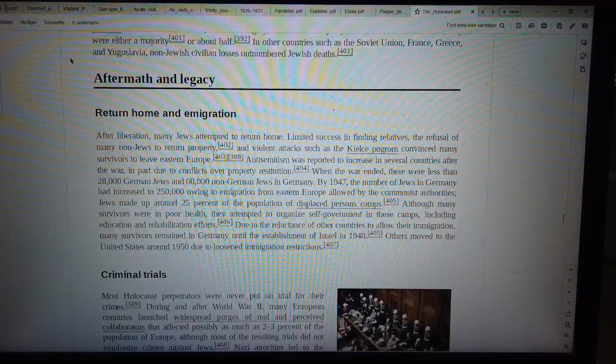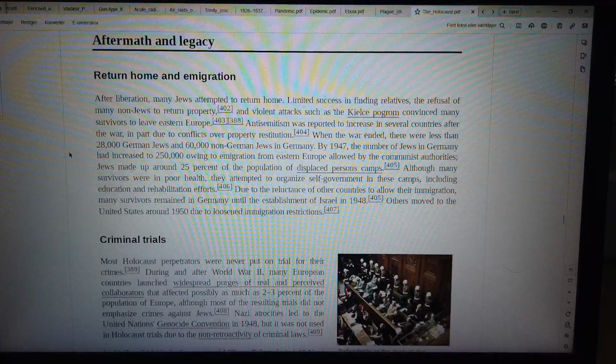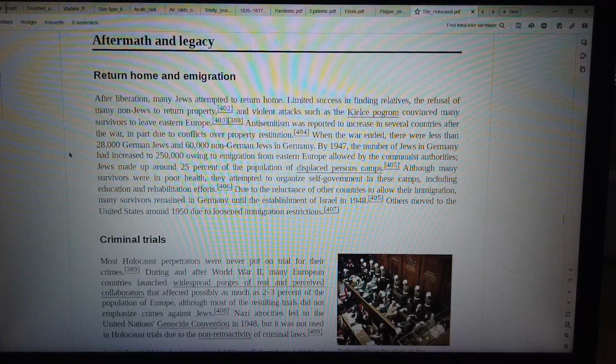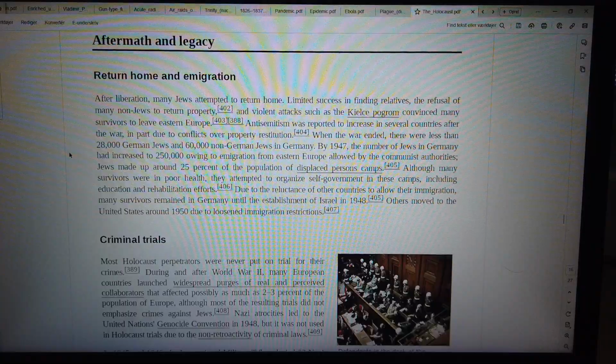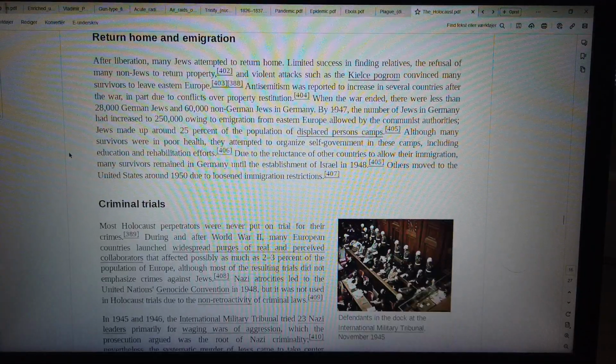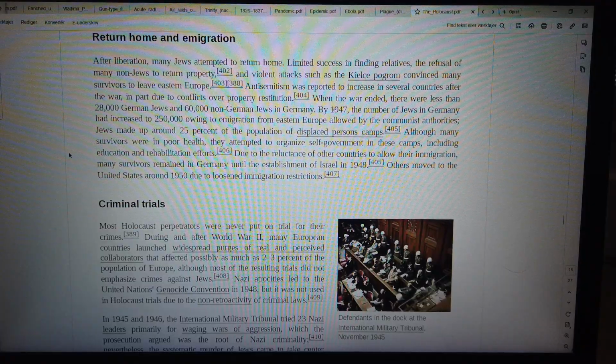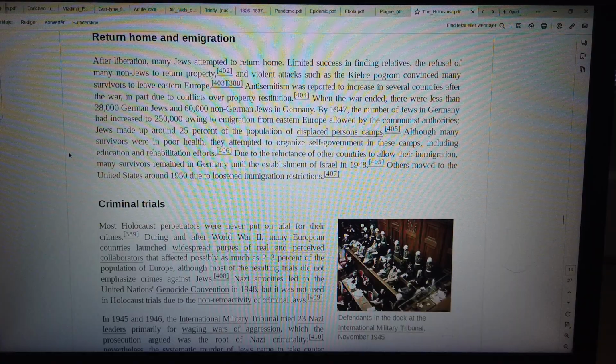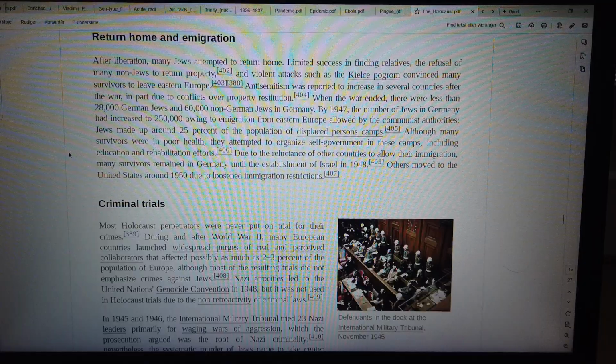Aftermath and legacy. Return home and emigration. After liberation, many Jews attempted to return home, with limited success in finding relatives. The refusal of many non-Jews to return property and violent attacks such as the Kielce pogrom convinced many survivors to leave Eastern Europe.